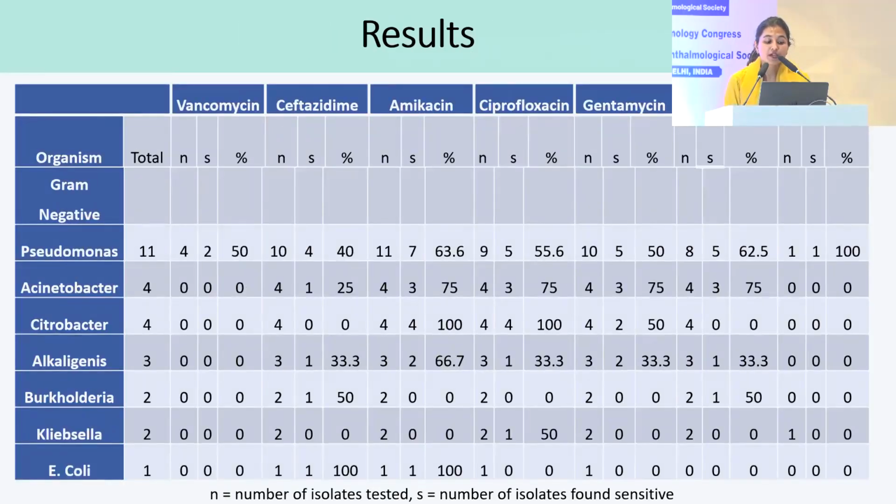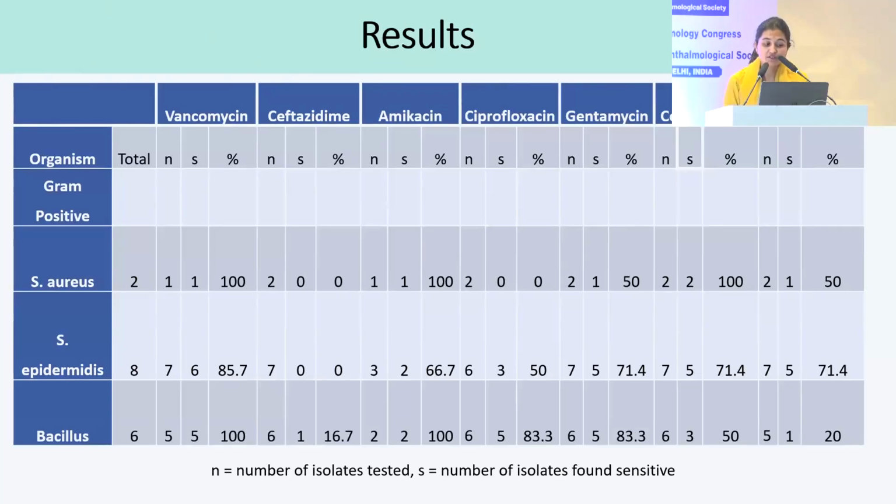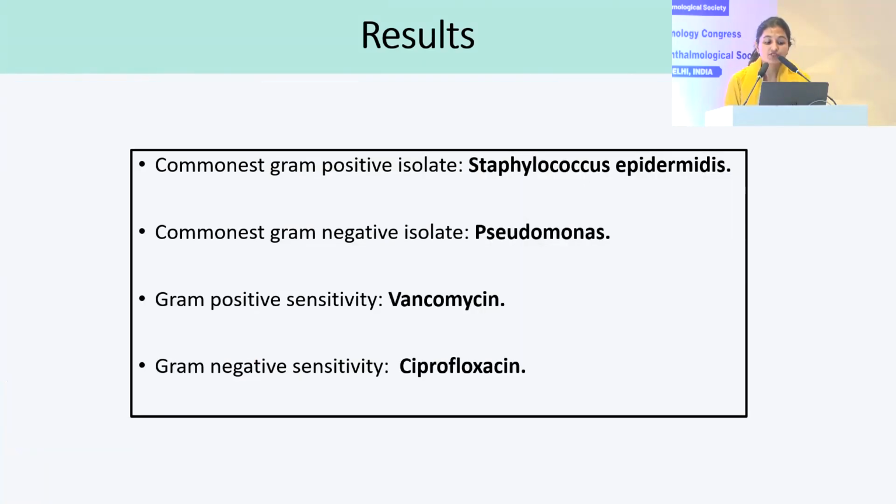So the most common gram-negative organism which was isolated from our study was Pseudomonas, and the most sensitive antibacterial agent now is ciprofloxacin. And the most common gram-positive organism which was isolated from our study was Staphylococcus epidermidis, and the most sensitive antibacterial agent was vancomycin. So the commonest gram-positive isolate was Staphylococcus epidermidis, and the commonest gram-negative isolate was Pseudomonas. The gram-positive sensitivity was highest for vancomycin, and the gram-negative sensitivity was highest for ciprofloxacin.